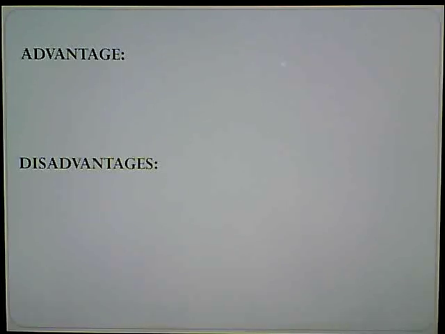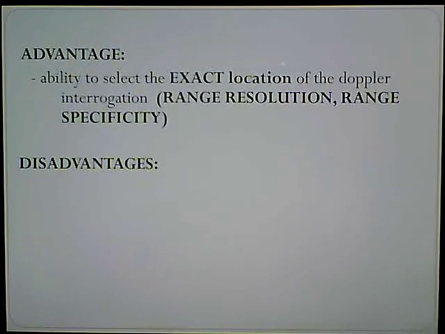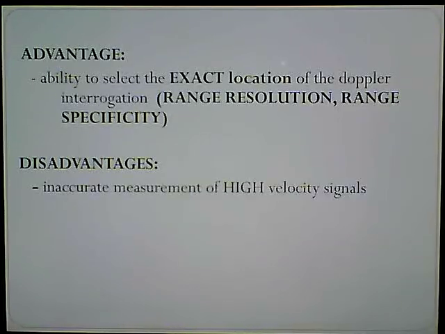That has advantages and disadvantages. The advantage is the ability to select the exact location of the Doppler interrogation: range resolution. What does resolution mean? Accuracy. Range specificity. This is easy as pie and straightforward, learning advantages by knowing the terminology.